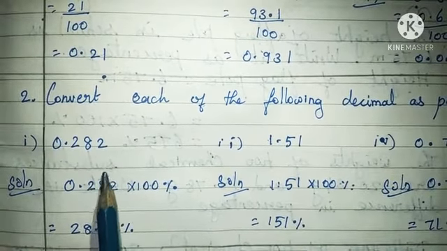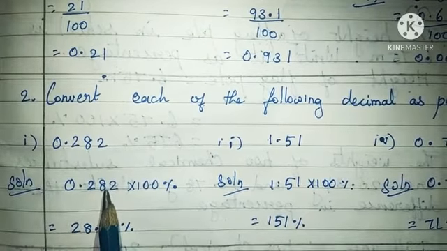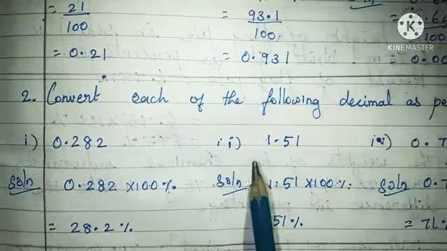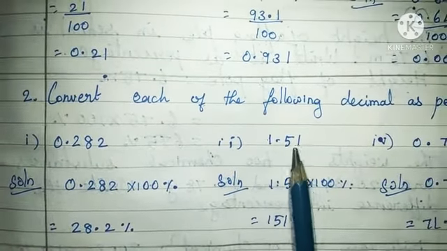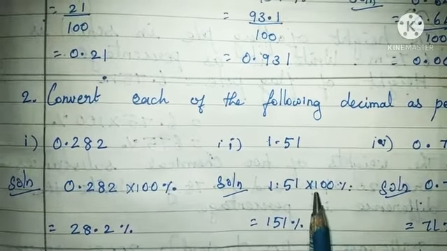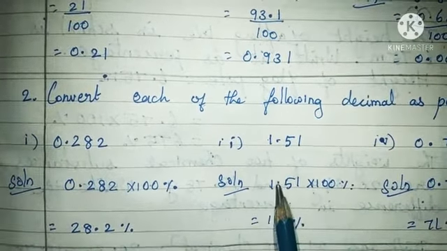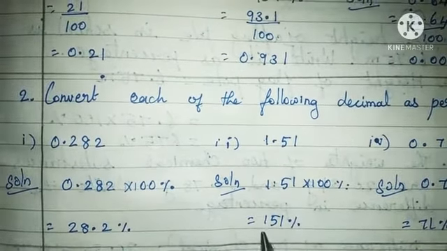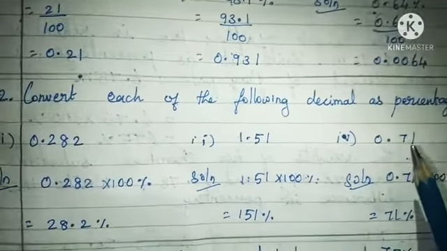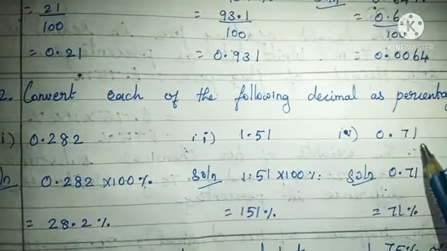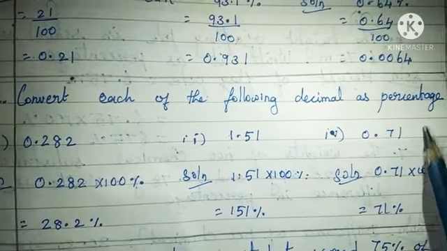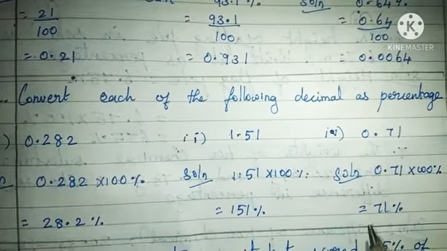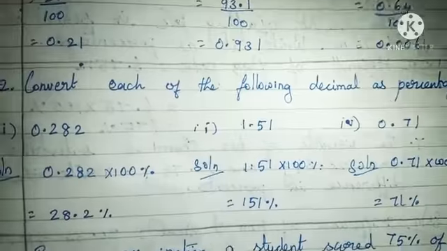That is 1 and 2. And the decimal place will come after 8. Then we get the value as 28.2%. Second sum also, 1.51. To convert this decimal into percentage, you have to multiply it by 100. When we are multiplying, the decimal places will move two places to your right. Then we get the value as 151%. Let's see one more sum. Fourth sum, 0.71. To convert 0.71 into percentage, you have to multiply it by 100. So when we are moving two places, then we get the answer as 71%.